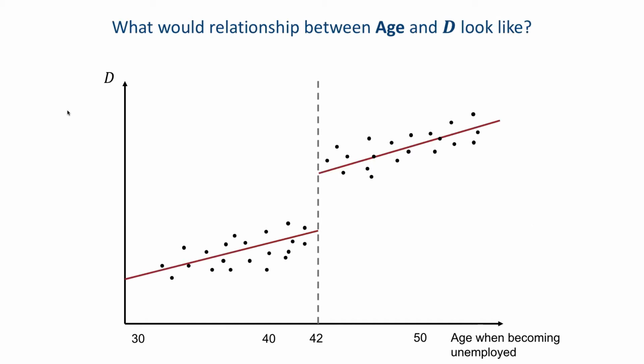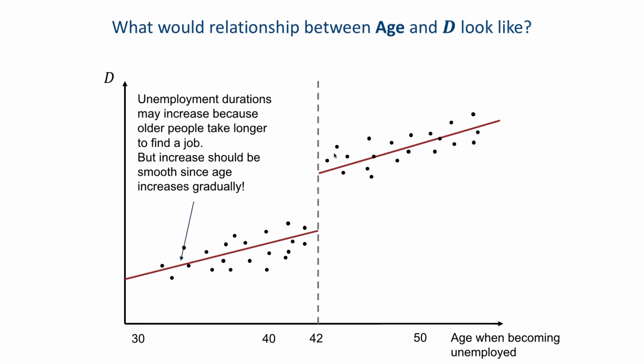Suppose we now created a scatter plot of unemployment duration and age. What would this relationship likely look like? Well, in general, unemployment durations may vary with age. For example, unemployment durations may increase because older people take longer to find a job. But the increase should be smooth since age increases gradually.